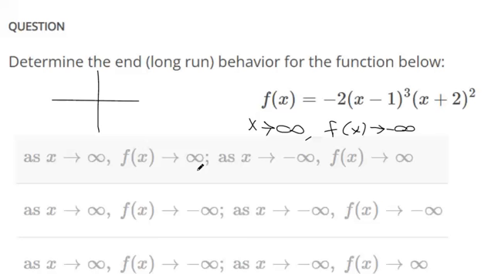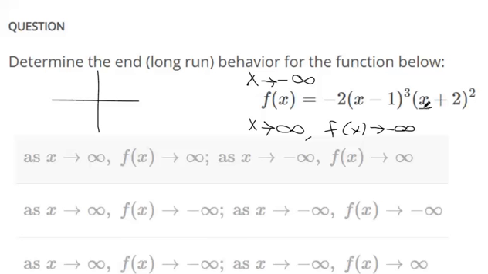To figure out which one's right, we want to consider what happens as x goes to negative infinity. What this means is we're talking about something like negative a billion. If you plug in negative a billion for x and subtract 1, it's still negative a billion and 1. It's very far to the left. And then if you cube it, cubing a number retains its sign, so it's still negative, and it's a huge negative number.